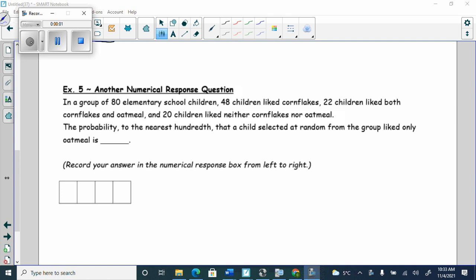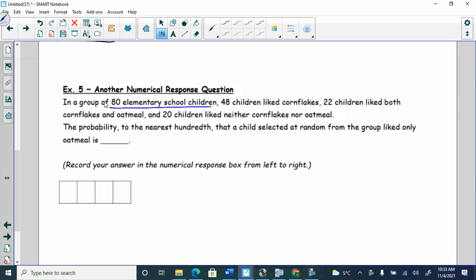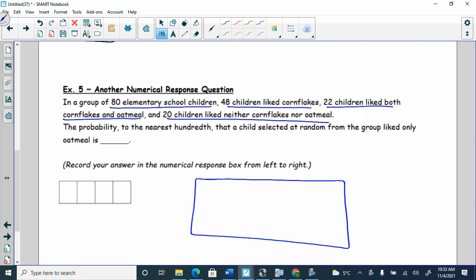In a group of 80 elementary children, 48 liked cornflakes, 22 liked both cornflakes and oatmeal, and 20 liked neither. They want the probability to the nearest hundredth that a child selected at random in the group liked only oatmeal. It sounds like a Venn diagram question. There's 80 total, so I'm going to put that on the outside.